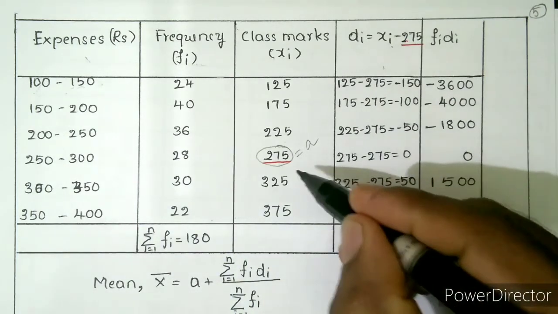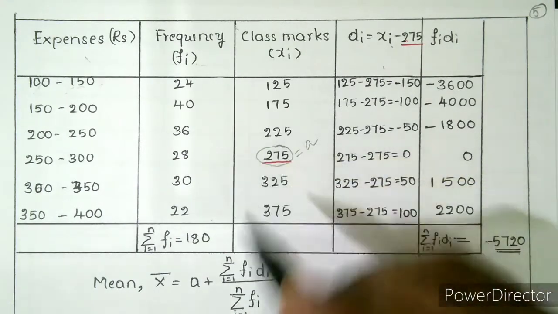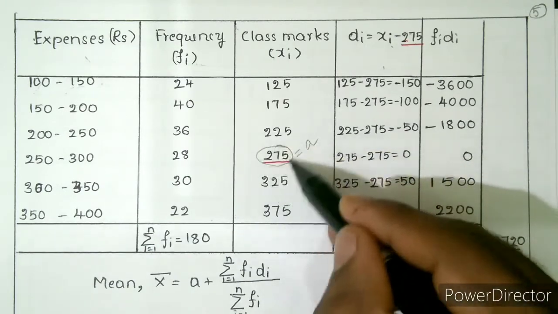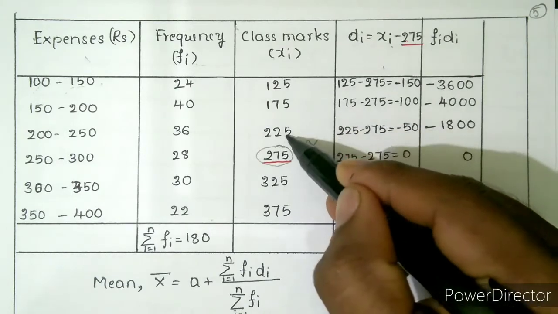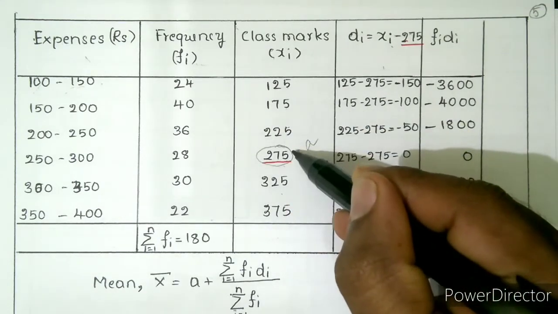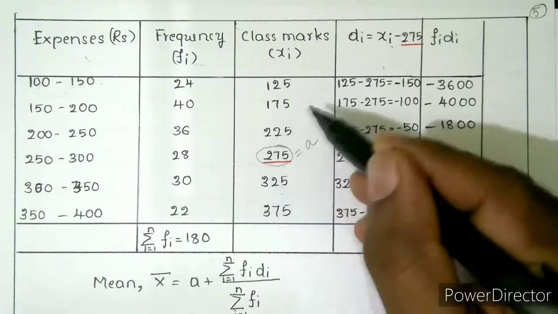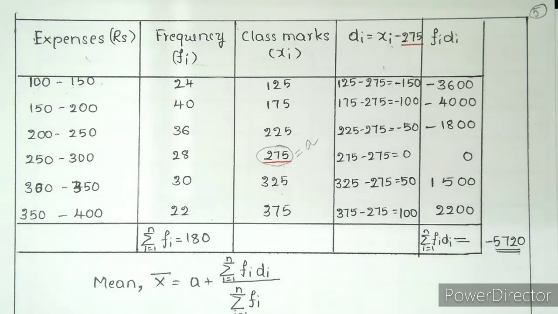So we have to choose one middle number, so we have to assume. The name itself is assumed mean method. So we have to choose one number in the class mark. We can take this one, this one, any number, you take a middle one. Here I consider the middle as 275. You could take 225 also. So you take a as 275.